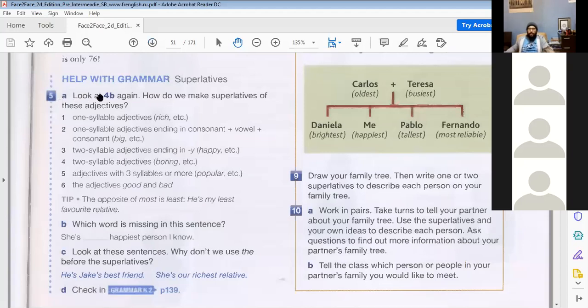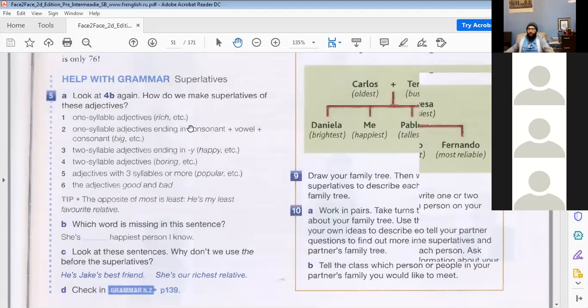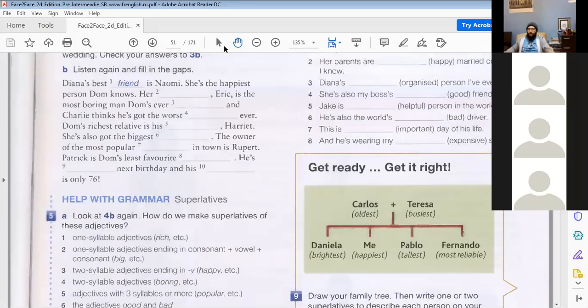All right, so it says here, look at 4B again. How do we make superlatives of these adjectives? If we have a one-syllable adjective, like rich, how do we make a superlative? Richest. What about if we have a word like big that starts with a consonant? Biggest. Right, and we use a double G, we double the last letter.